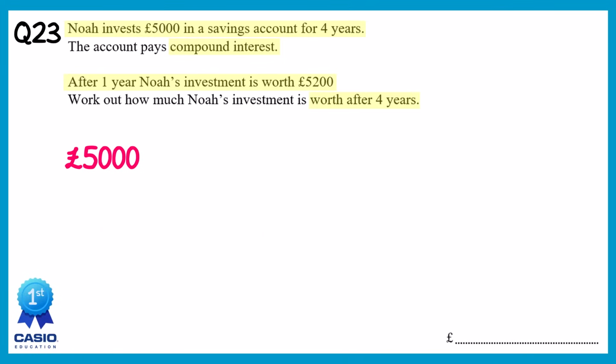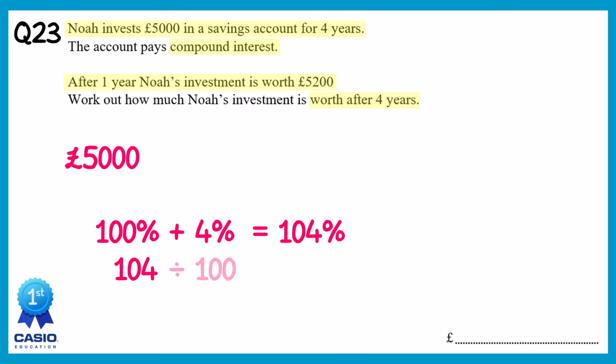We now need to work out a multiplier for an increase of 4%. To do this, we start with 100%, then add the 4%, which is obviously 104%, and then take this number and divide it by 100, which will give you 1.04. This means if we multiply his investment by 1.04, it will increase by 4%.